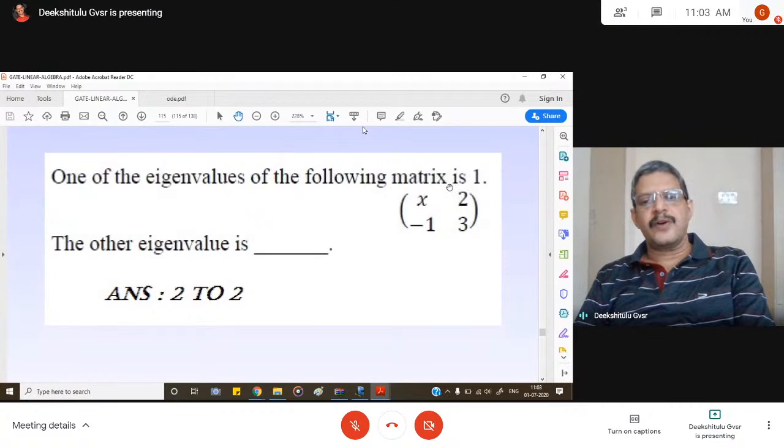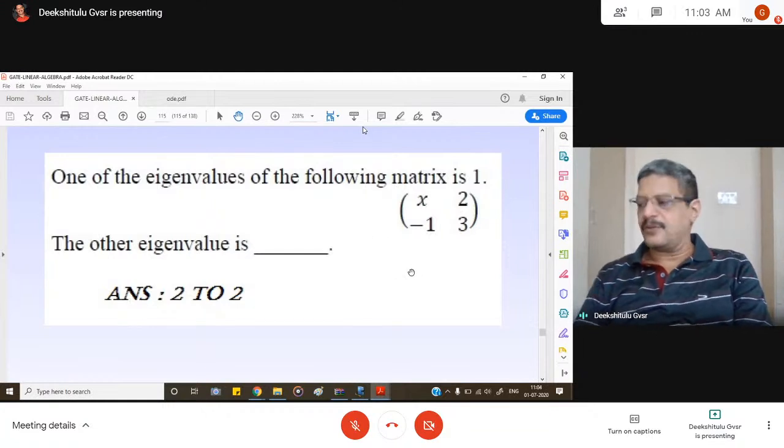One of the eigenvalues of the following matrix is 1. What is the other eigenvalue? So find the eigenvalues, because it is x. You have to get the value of x. Lambda equal to 1 must be a root of the characteristic equation. You have to find it.